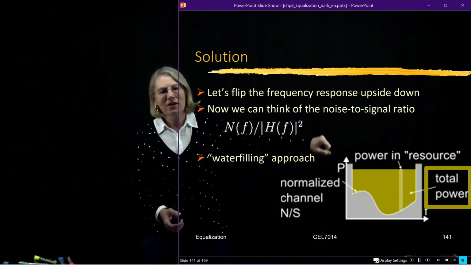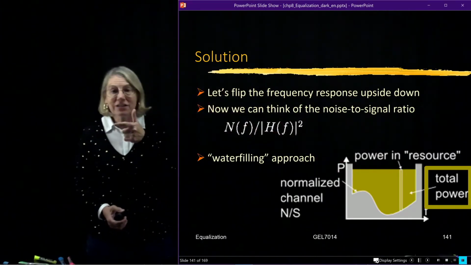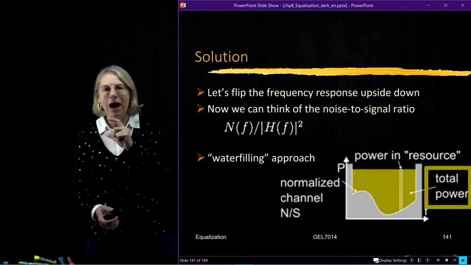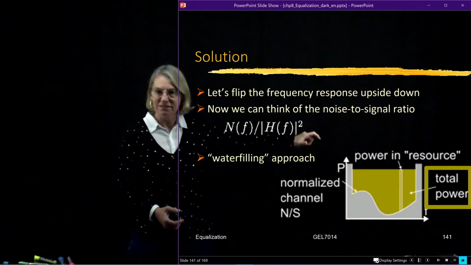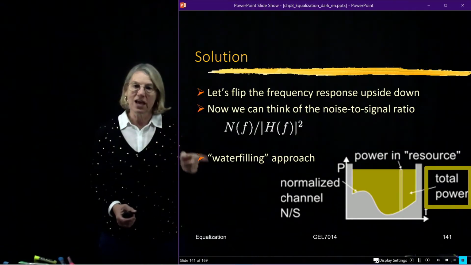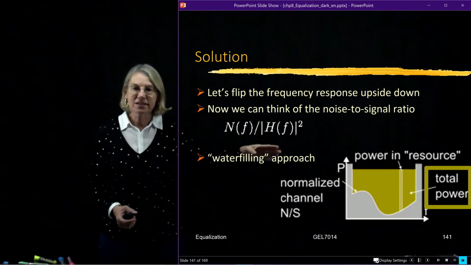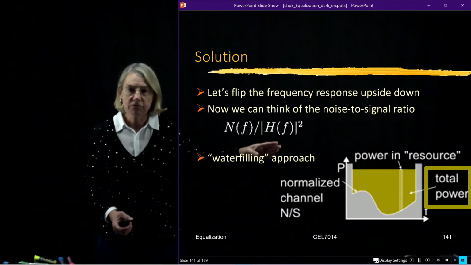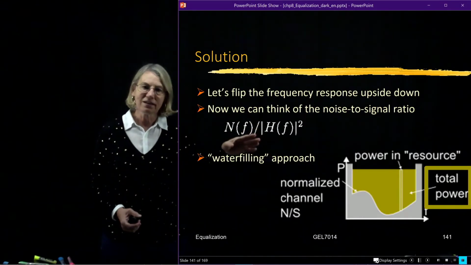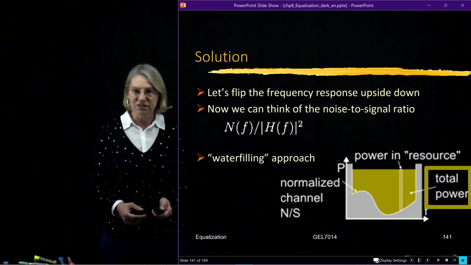So now, if I look across each one of the bins, I know how much of the water, how much of the power, should go in each one of the bins. And that is why we call the DMT optimization solution a water filling approach. So we're basically equalizing the bit error rate performance by equalizing the signal to noise ratio in our power allocation.